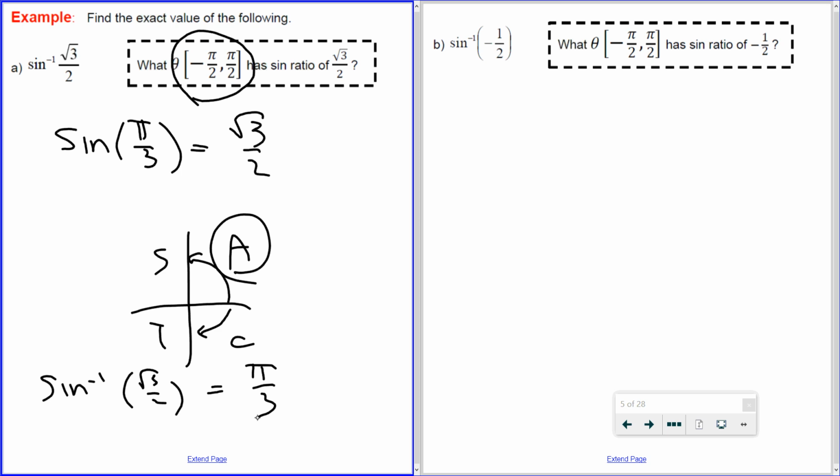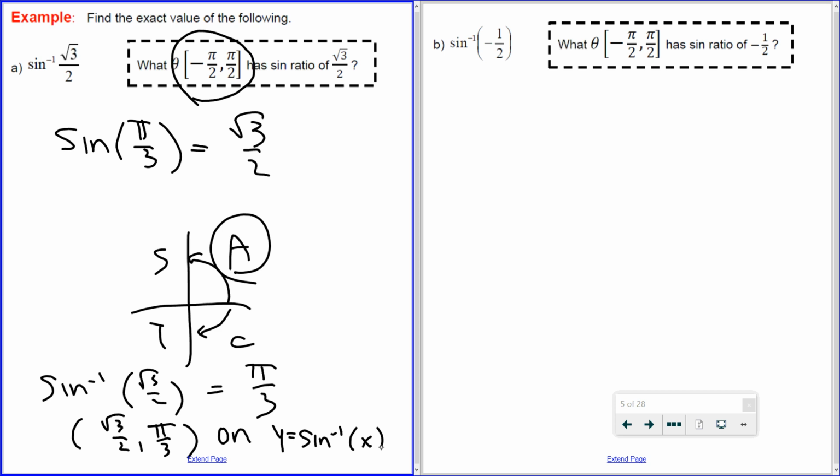So just so you're totally clear what that means: the point root 3 over 2 and pi over 3, sorry, let me say that again. Root 3 over 2 and pi over 3 is a point that is on y equals sine inverse of x. Okay, let's try another one.